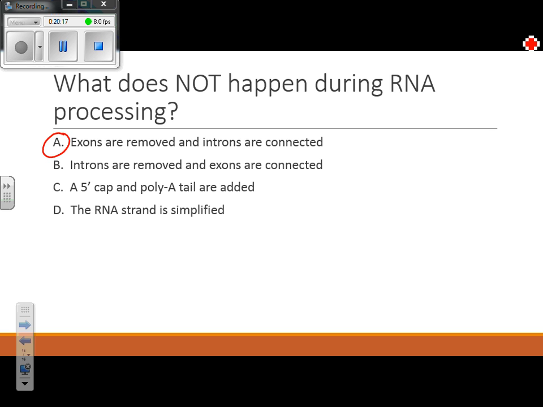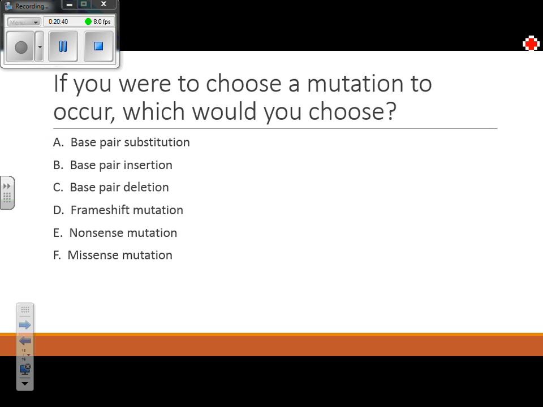So you remove the introns, keep the exons, which simplifies the RNA strand, and then you process that mRNA by adding a 5' cap and a poly A tail onto either end. What this does is it protects the mRNA from all of the enzymes out in the cell that are going to immediately want to start degrading it. All right, so we're getting close here.